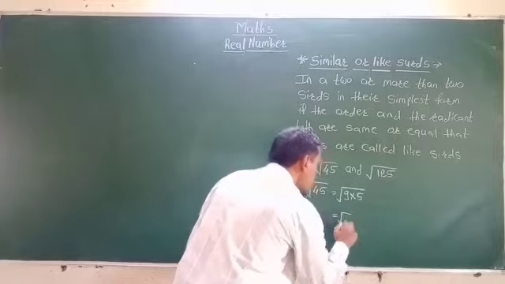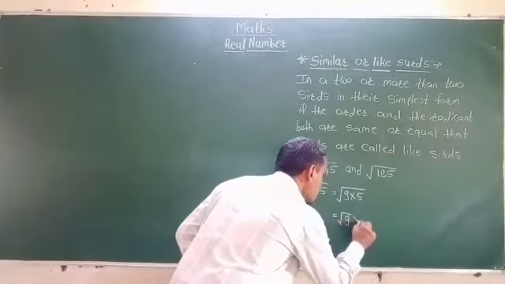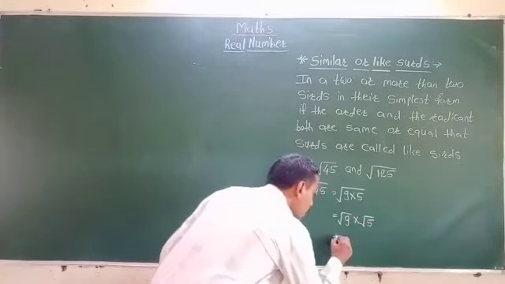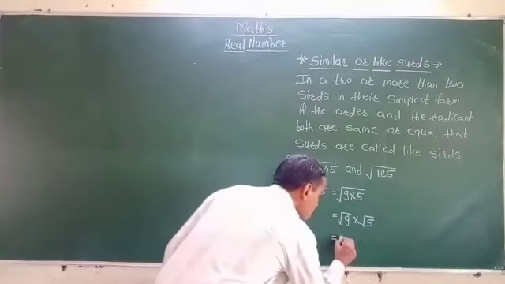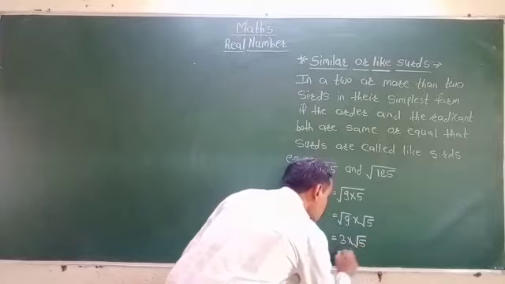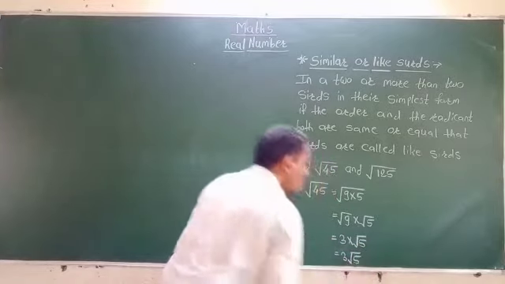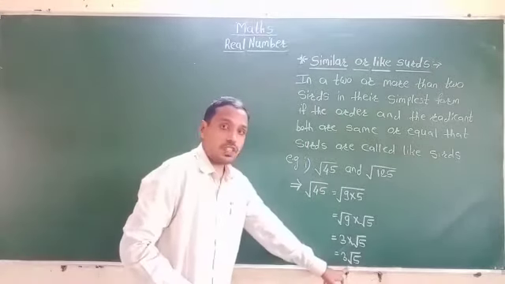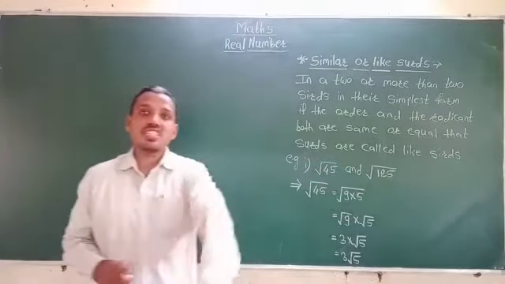So with 9 into 5, we separate them: surd 9 into surd 5. Then the square root of 9 is 3, so we get 3 into surd 5. So the answer is 3 surd 5. This is the simplest form. Now we convert 125 again into its simplest form.